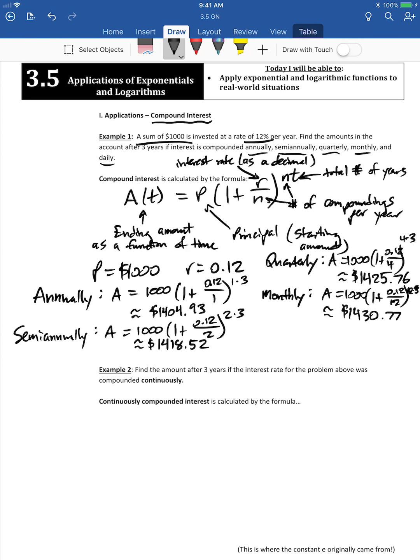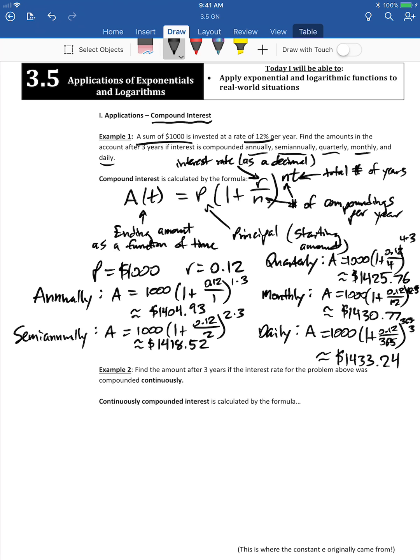Let's see how much I go up if I go from monthly, 12 times a year, to daily, 365 times a year. I feel like that should go up way, way, way high, but we'll see. 365 times 3. Plug that into a calculator, and I get $1,433.24. Wow. So going from 12 times a year to 365 times a year, I only went up another $3. What's going on here? Looks like the rate of increase is slowing down.